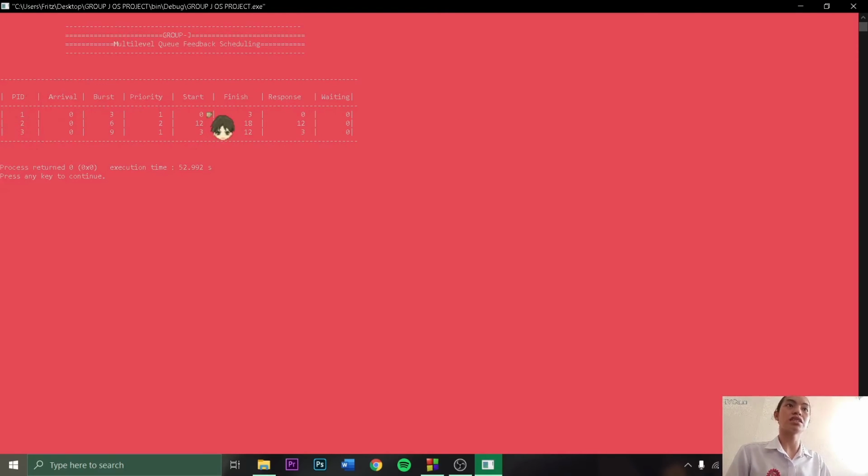The first process starts at 0 because the arrival time is 0, and ends at 3 because the burst time is 3. The next process is process 3 because of first come first serve within priority 1. It starts at 3 and ends at 12 because the burst time is 9. And the second priority process starts at 12 and ends at 18 because the burst time is 6, with a response time of 12.